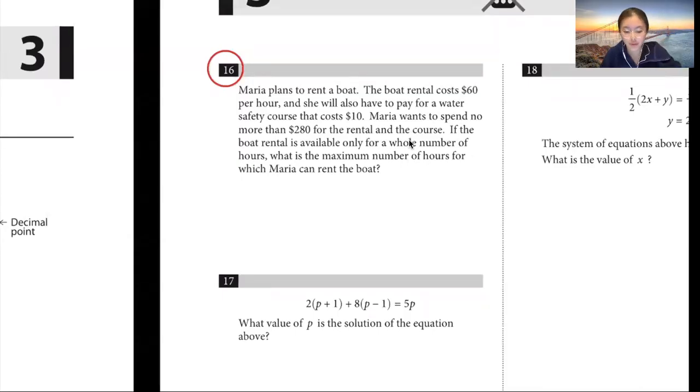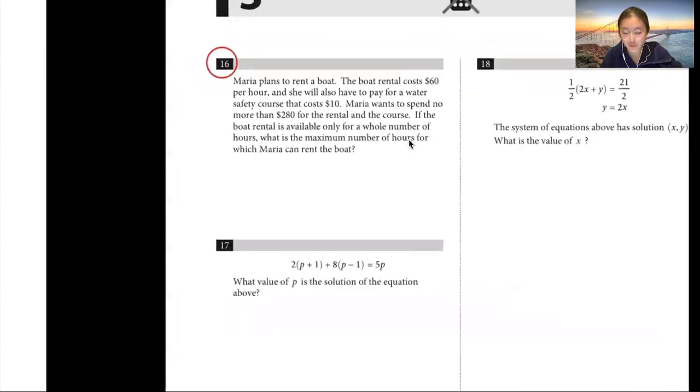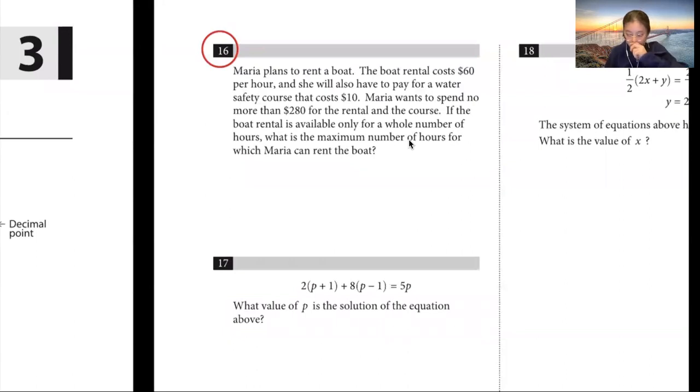In this video, I'll be going over practice test 5, no calculator section, question 16. So let's get started. This is a maximum minimum question.